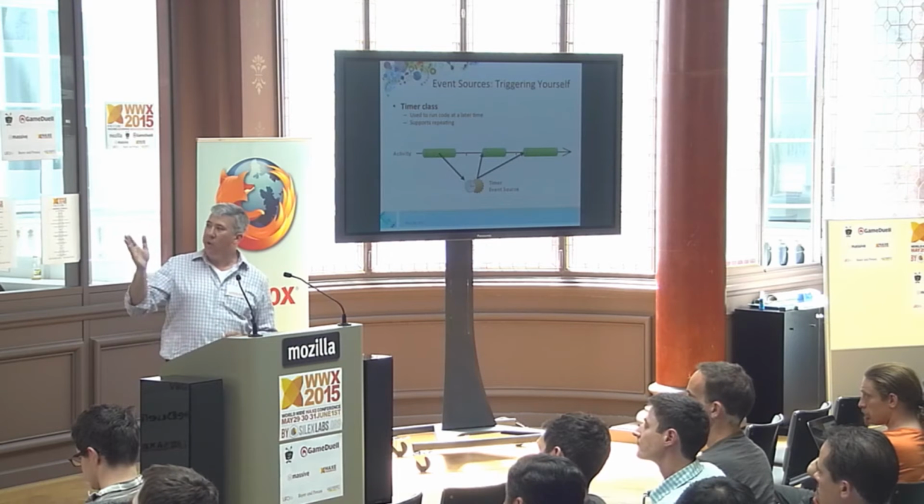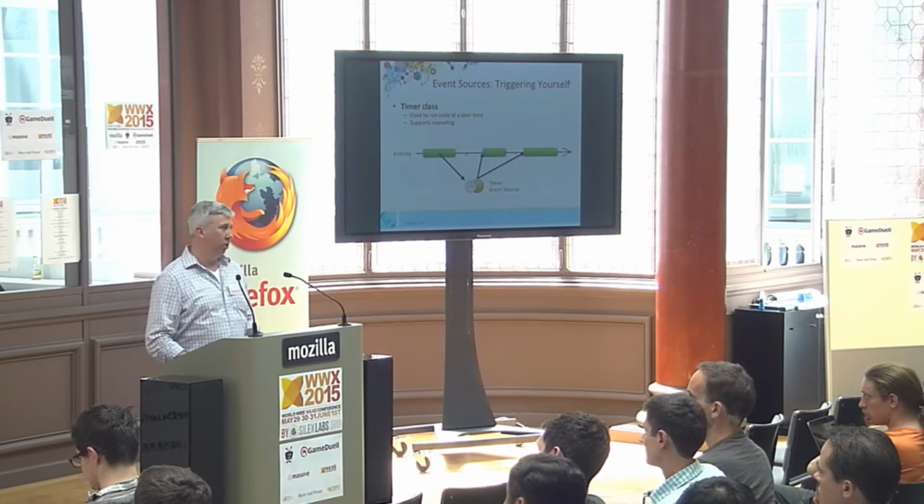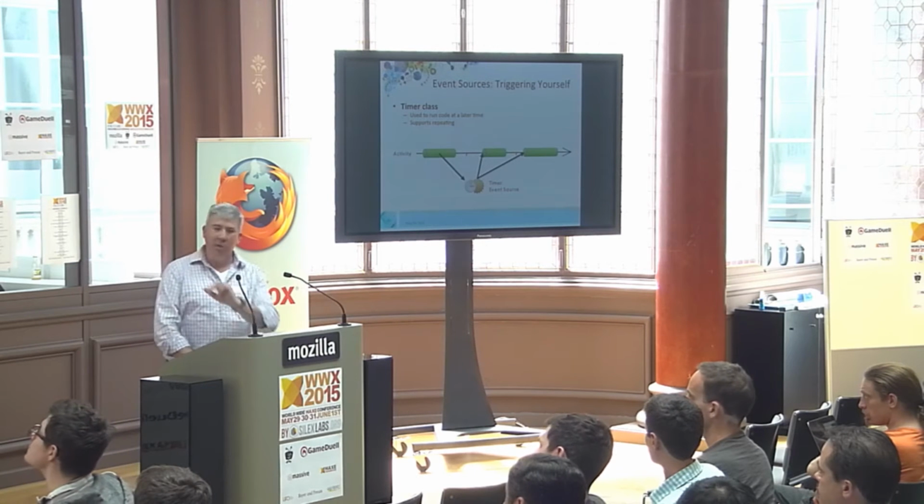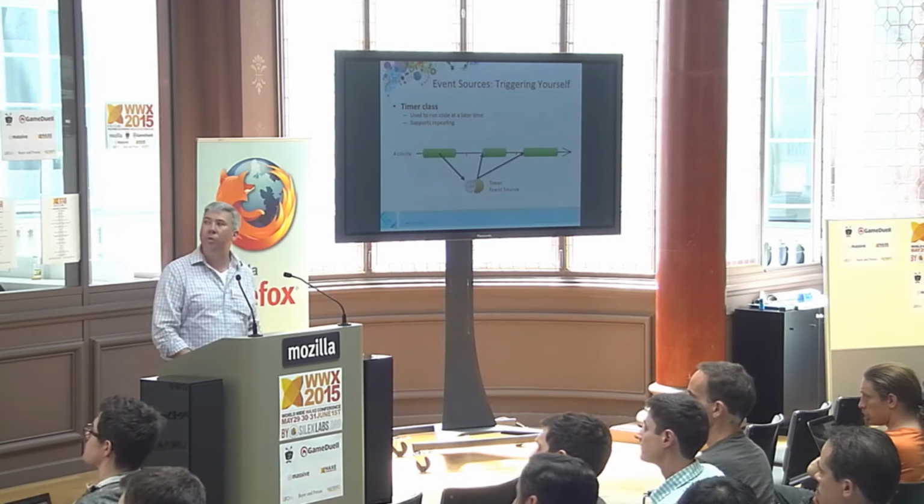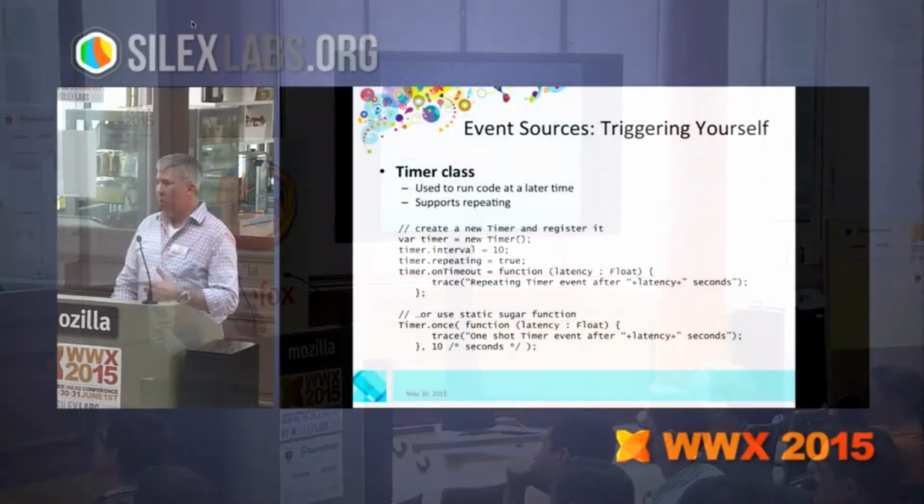And then you can see subsequently, the event source is causing it to run more code. So the timer is triggering. Some amount of time has passed, and then some amount of code runs. And here's a little sample code that would do something like that.